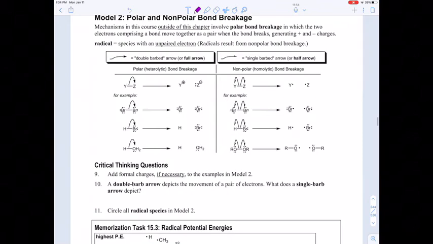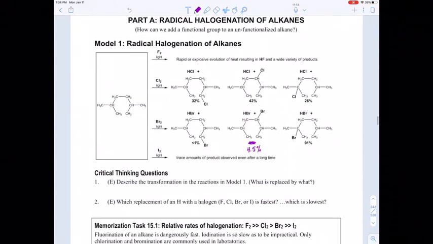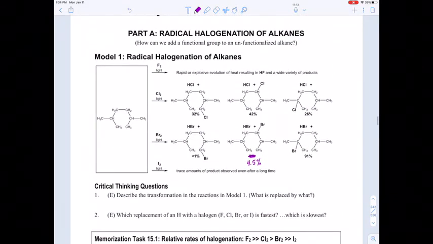We need to have another lone pair on that oxygen. Okay. So this begins radical reactions, which you didn't really know. We've already done some of them, so they won't be totally new, but they're very useful reactions.